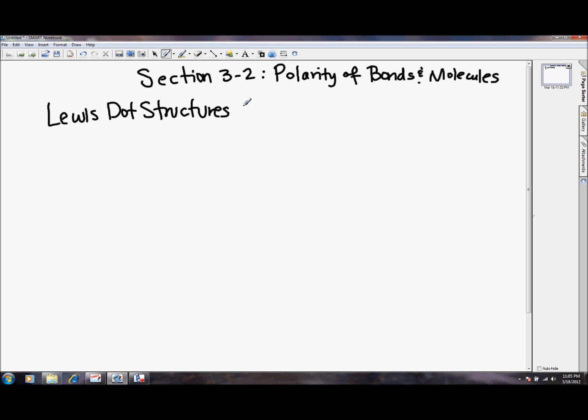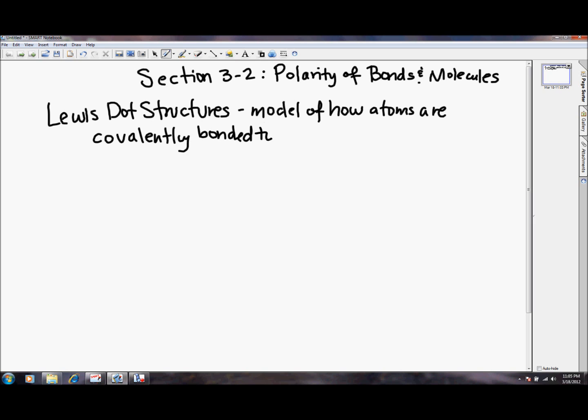Well, what's a Lewis dot structure? Okay, it's a model of how atoms are covalently bonded to make a molecule.